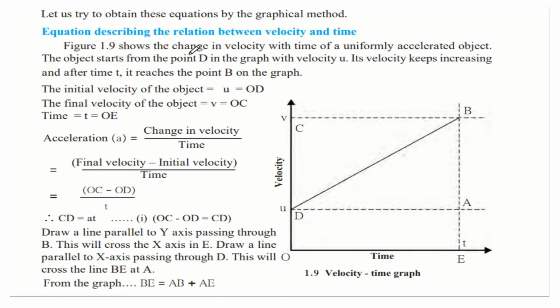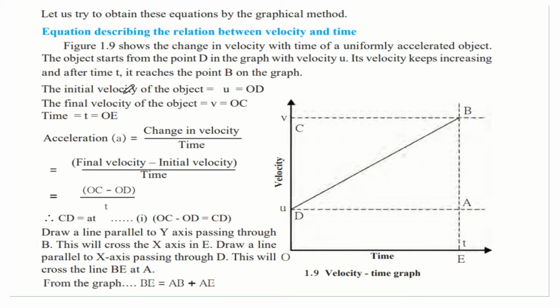The figure shows the change in velocity with time of a uniformly accelerated object. As we had seen earlier, the y-axis has the velocity and the x-axis has the time. For a uniformly accelerated object, the graph is a straight line that is not parallel to the x-axis. So that's why it is this line over here, DB. This D could be at 0 or it could have an initial velocity of a number. So therefore we will take that as u.